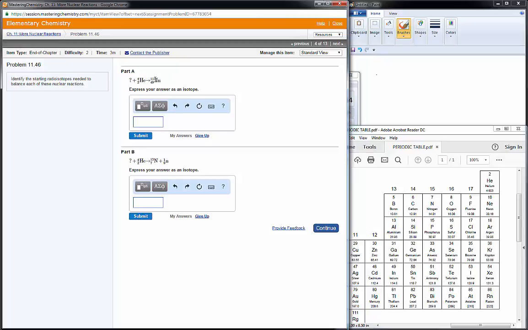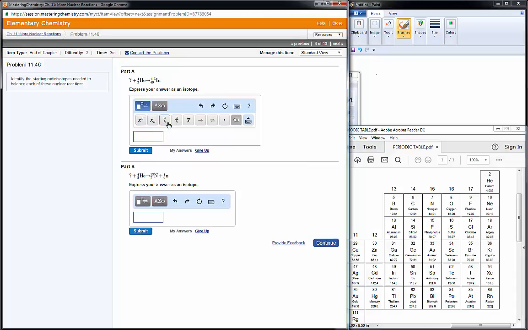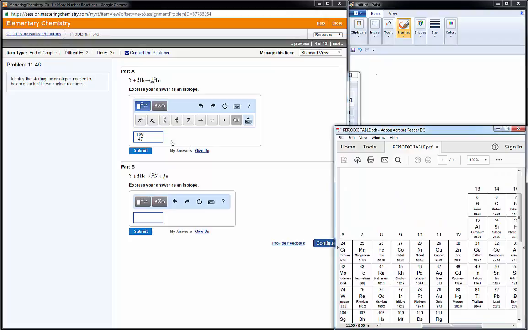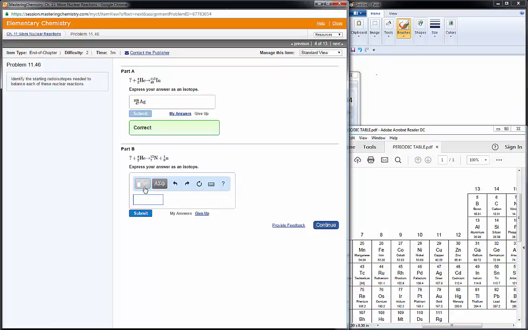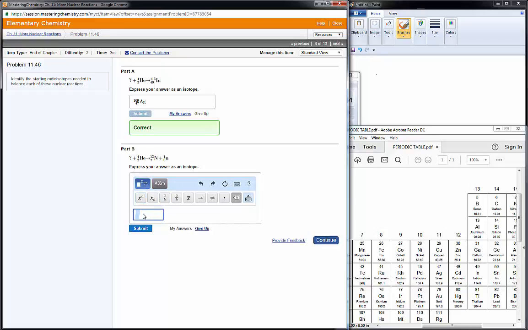Something plus 4 is 113. That should be 109. Something plus 2 is 49. That should be 47. Element 47 is silver. Something plus 4 equals 13 plus 1. 13 plus 1 is 14, so 10 plus 4 is 14. And 7 equals something plus 2, that's going to be 5. Element number 5 is boron.